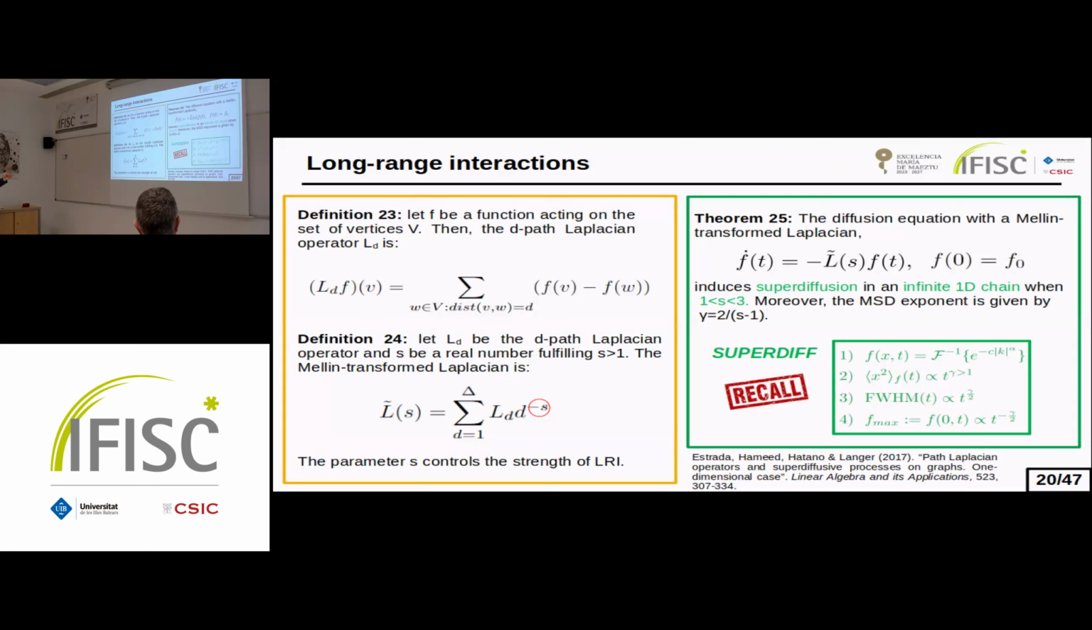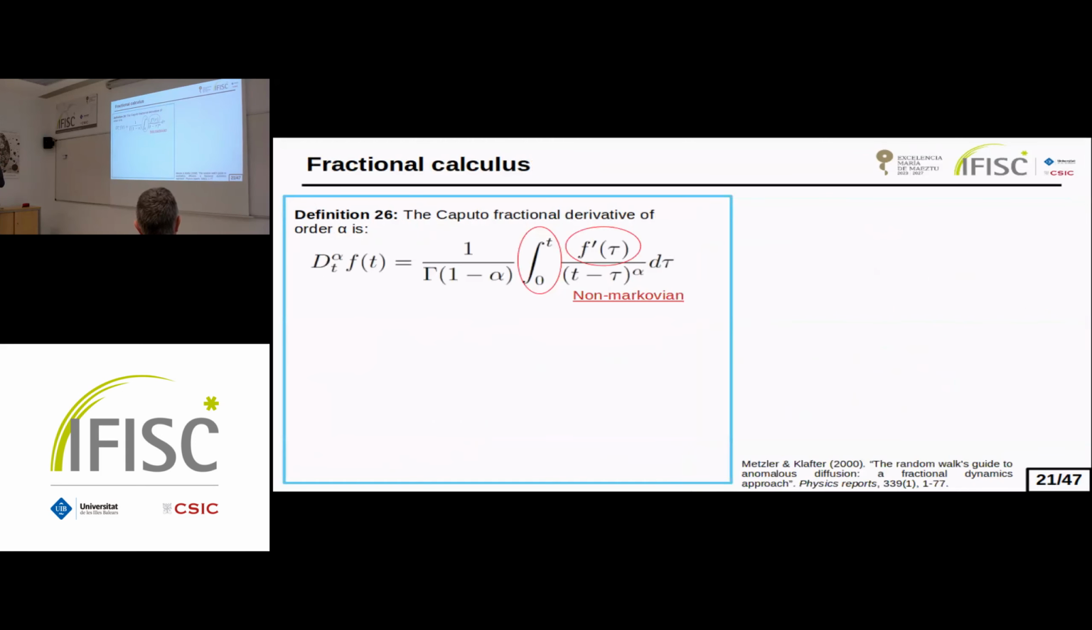Now, if we include this new operator in the diffusion equation, what happens is that in the one-dimensional chain, and for values of S between 1 and 3, the system is super diffusive. And we can even characterize the exponent of the super diffusive scaling laws as a function of the parameter S. Okay, so we have super diffusion.